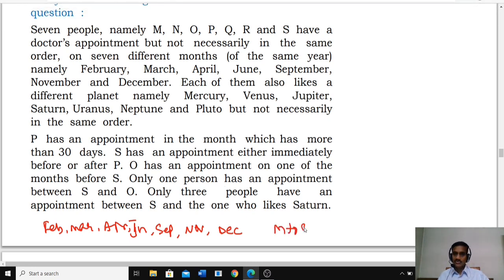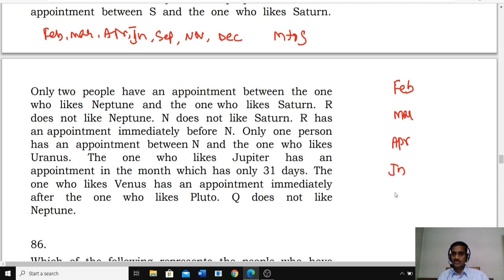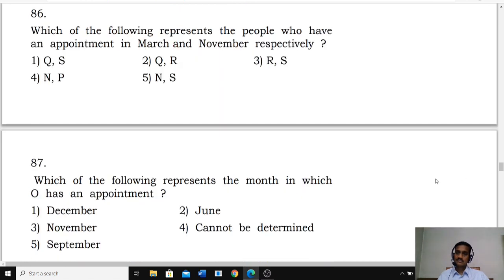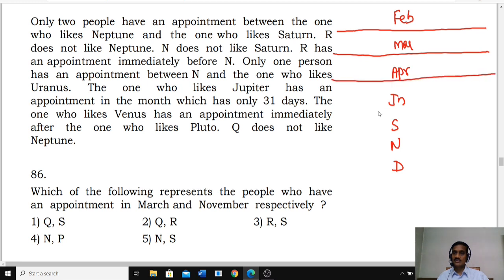While writing down this M to S and these months, first we need to determine the number of days in each one. Identify the number of days first to last, because we can start with the possibilities there. How many months have 31 days? How many have less than 31? Feb, March, April, June, September, November and December. February has less than 30, March and December are the only 2 months which have 31 days and the remaining months have only 30 days.